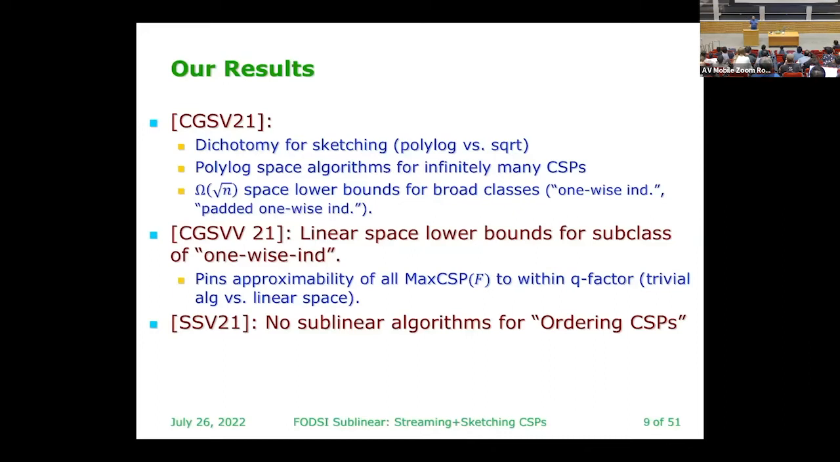An alternate way of looking at our result is basically saying for every problem, every CSP that we've described so far, you give me an alpha, and either an alpha factor approximation is possible in polylog n space, or an alpha times q approximation is impossible in linear space. So we are approximating the approximation factor to within a factor of q for every problem.